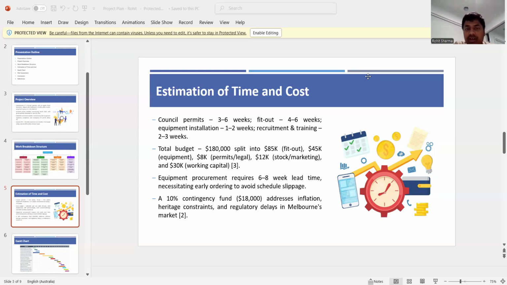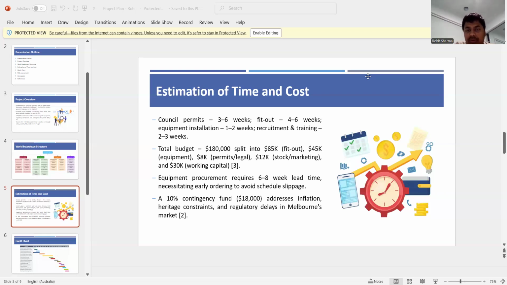The total budget we need is $180,000, which is split into $85K for the fit out, then $45K for equipment, coffee machines, and other things like coffee glasses and cups, everything. $8,000 is needed for permits and legal things to open a cafe, $12K we're going to spend on marketing, and $30K for working capital.